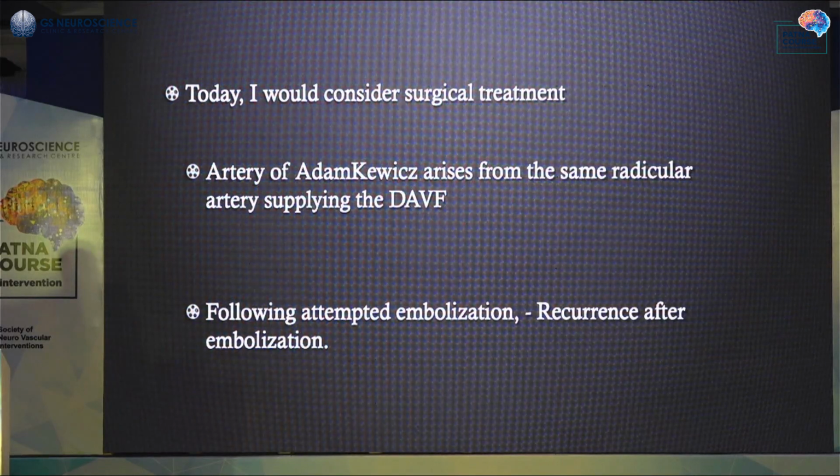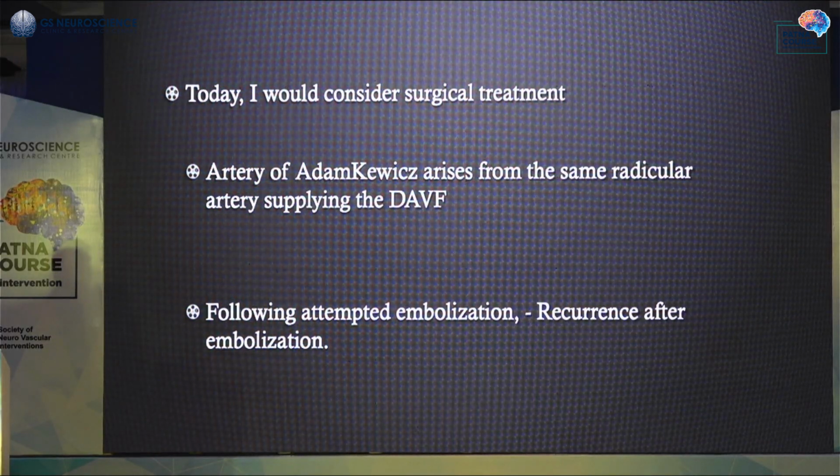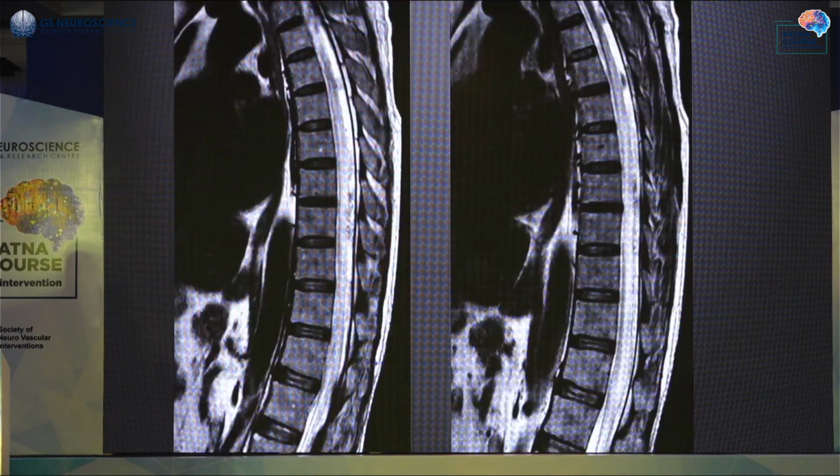Okay, when would I consider surgery? If I'm not able to catheterize, get closer to the fistula, if embolization fails, or I'm not able to get to the vein, I would consider surgery. There is another situation. If your artery of Adamkiewicz is arising from the same segmental artery, then you'll have to consider surgery, because you can't afford to have a reflux and compromise the spinal cord blood flow. So that is what I did here.